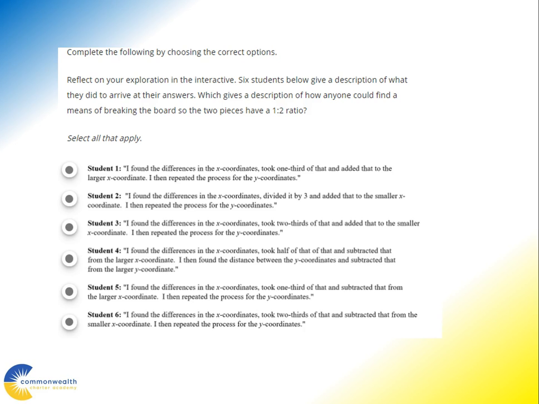There are 6 students down here, and each one's describing a method of how they would determine the breaking point of a board if they want to split it into a 1-to-2 ratio. Or basically, if you're just taking a line segment with specific endpoints, how would you break that into a 1-to-2 ratio? Each one's describing methods here that could or could not be correct. I want you to see which of these would be correct. So make sure you read them very carefully, consider what they would do, and then pick the ones that you feel would give you a 1-to-2 ratio.